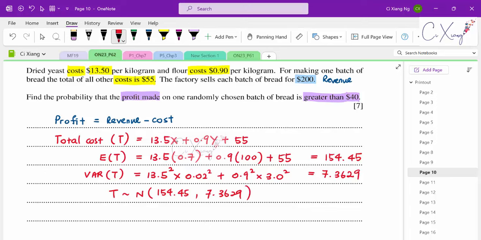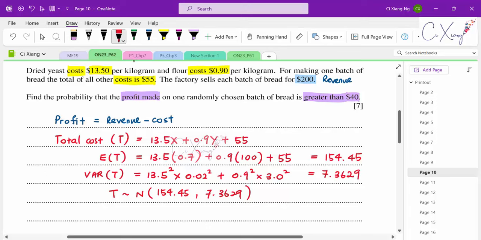Do you still remember that just now I showed you some other calculation for the mean and variance, right? If you include all the revenue, cost, and also the profit in your calculation, the mean might be different. I didn't go and find it out, but the mean should be different. The variance is still the same, which is 7.3629. Only the mean will be different. So please double check if you're using some other formula or equation before you calculate the probability. Please be aware that the mean can be different, but the variance is always the same. So this is the mean and variance for my total cost.